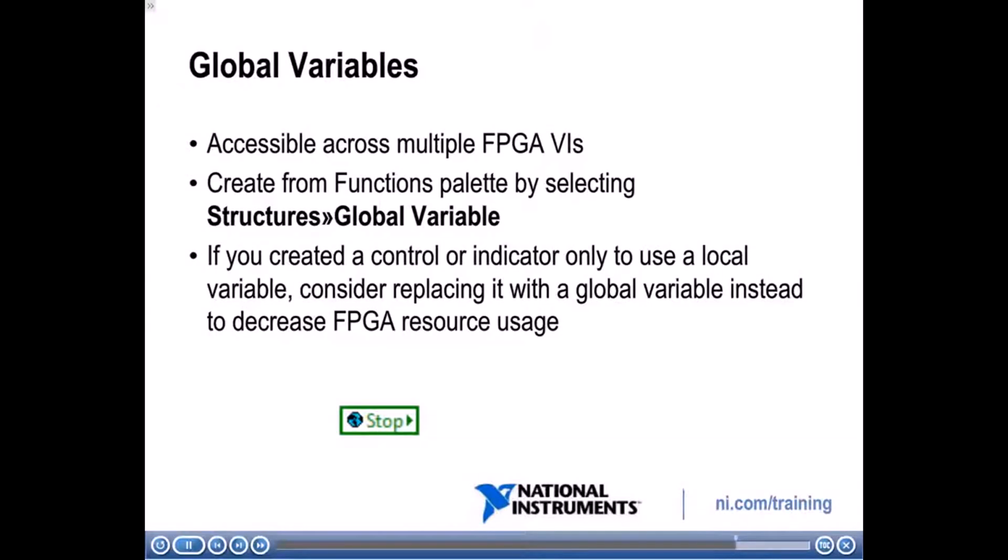Previously, if you were creating a control or indicator only to use the local variable for data sharing and you weren't really using that control or indicator, you can consider replacing that with a global variable instead, and that way you'll decrease FPGA resource usage because you don't have to implement that FPGA code that was just trying to pass data between the FPGA and host.